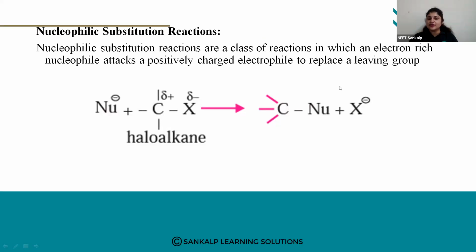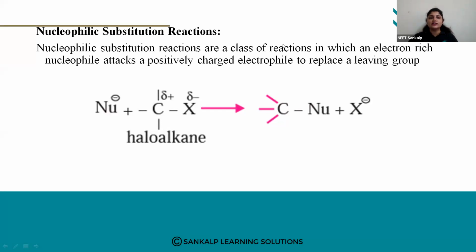Here two types of reaction we are going to discuss. One is substitution nucleophilic unimolecular, and the second is substitution nucleophilic bimolecular. First we'll see what are nucleophilic substitution reactions. Nucleophilic substitution reactions are a class of reactions in which an electron-rich nucleophile will attack a positively charged electrophile to replace a leaving group.